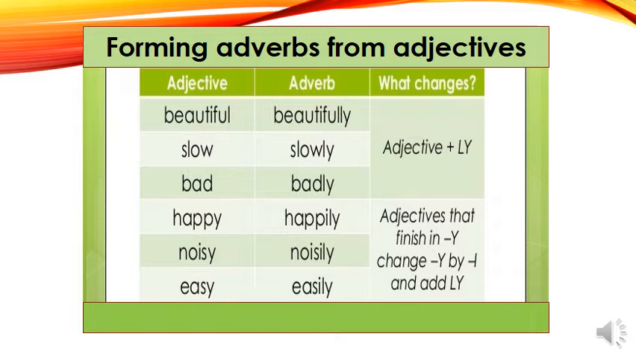Now, come to the next one, happy. So, you are going to change the adjectives that end in y. First, you will use i instead of y, and then you will add ly. It will become an adverb like happy, happily. Here you have placed an i instead of y, and then when you add ly at the end of it, it will become an adverb, and that is happily. Just like that, noisy, noisily. Easy, easily.